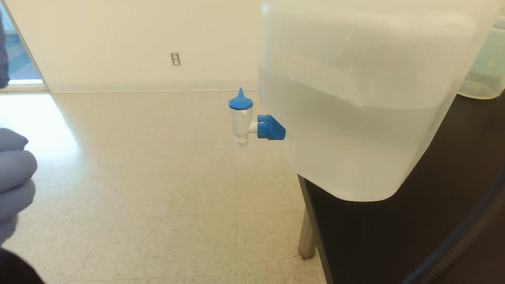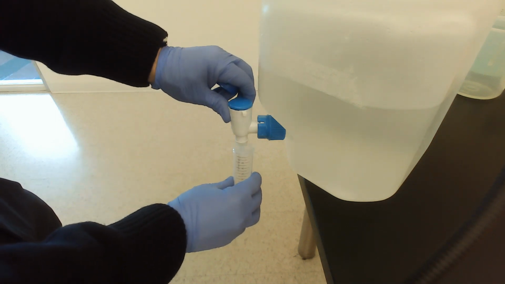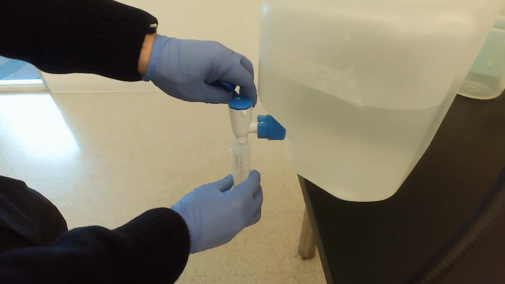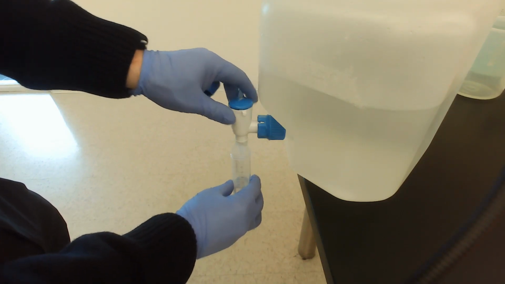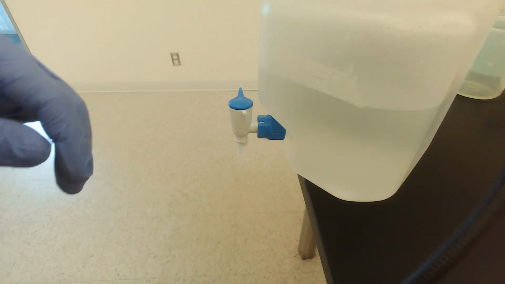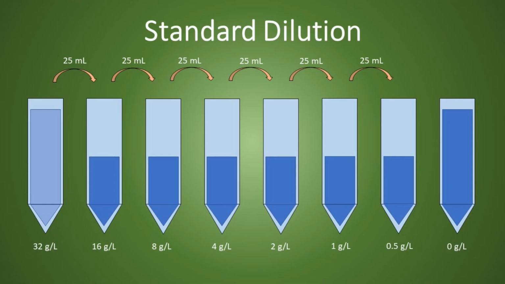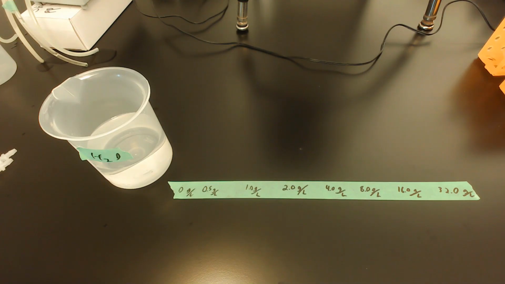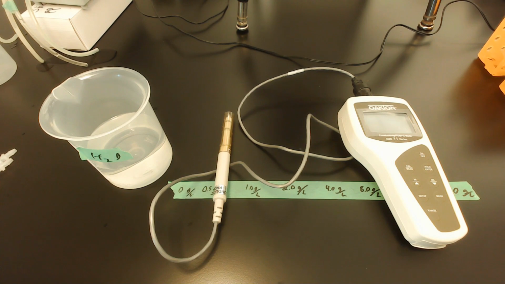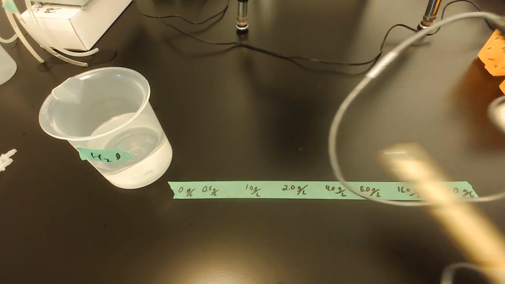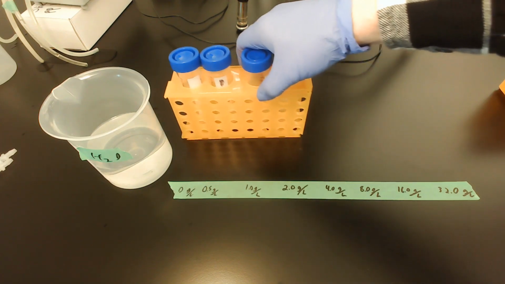And we can start the creation of the rest of the standard, which first involves adding 25 mLs, or half of the 50 mLs that we put in for our first vial, to the remaining falcon tubes. So from here we take our 32 grams per liter falcon tube that we just made, and we perform a serial dilution, taking out half of the fluid in the 32 grams per liter falcon tube, adding it to the next, and then repeating the process for the remaining falcon tubes. And this will give us a range of concentrations from 32 grams per liter down to 0.5 grams per liter, and then 0 just being our deionized water.